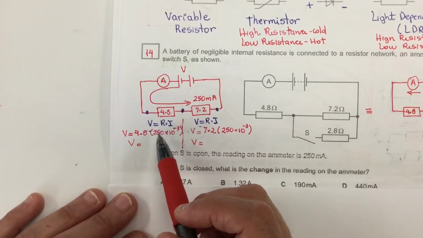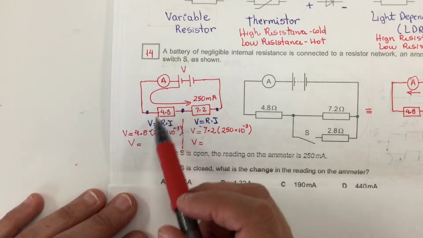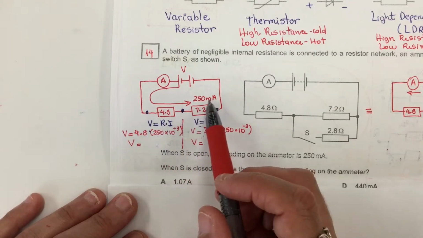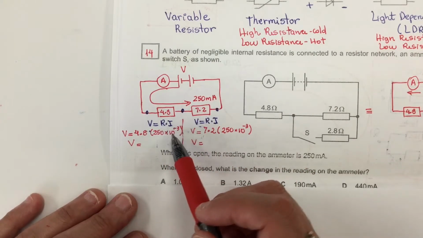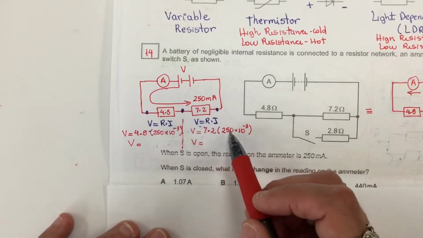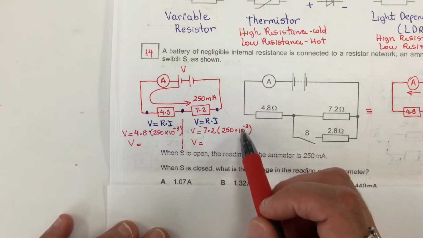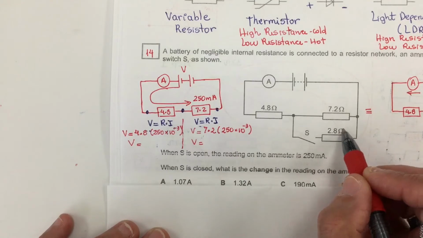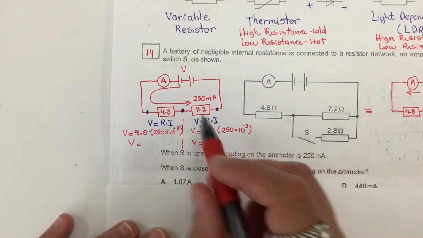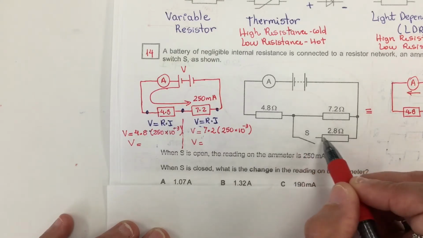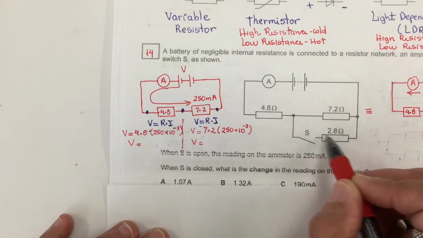Doing the substitution, we have 4.8 ohms times the current, which is 250 milliamps, so milli is 10 to the minus 3. Likewise, on this side, we have 7.2 ohms times the current, 250 times 10 to the minus 3, because this is milli. This resistor is not included in our calculation here, because since this switch is open, there is no current flowing on this resistor.